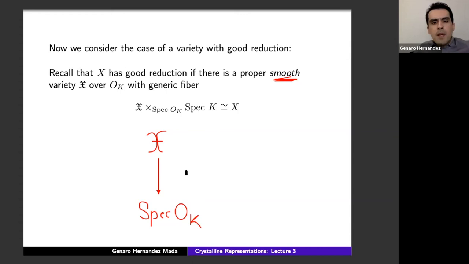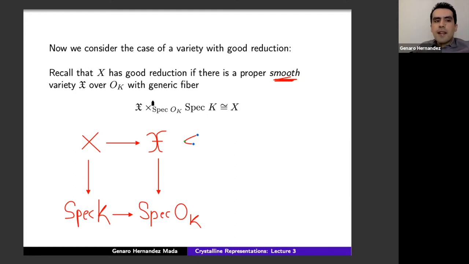Which is smooth, proper and smooth. Okay, that's the big point. I mean, the big assumption. And here we have the generic fiber, which is the variety that I started with. The thing is that now we have a new object.